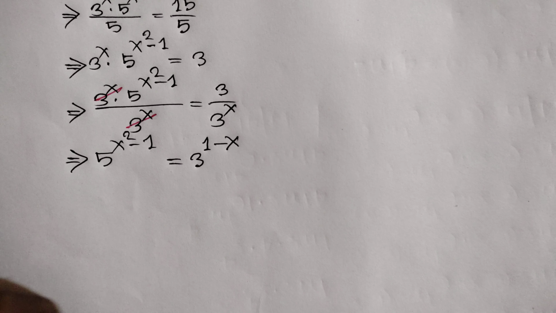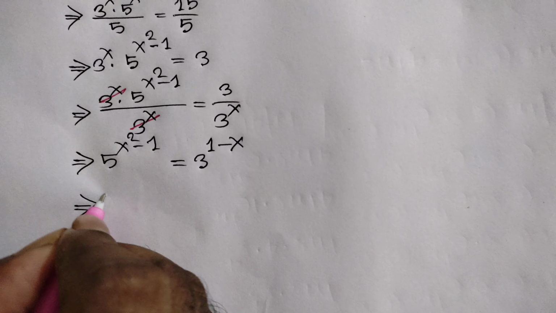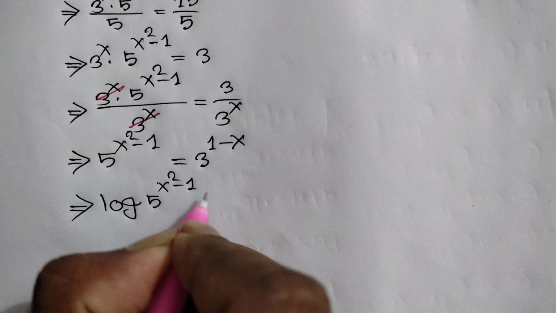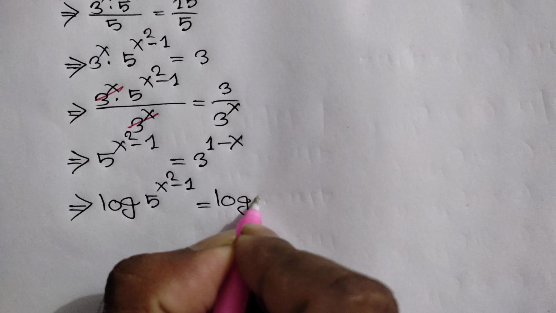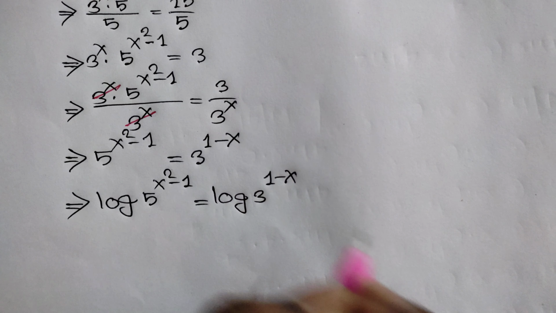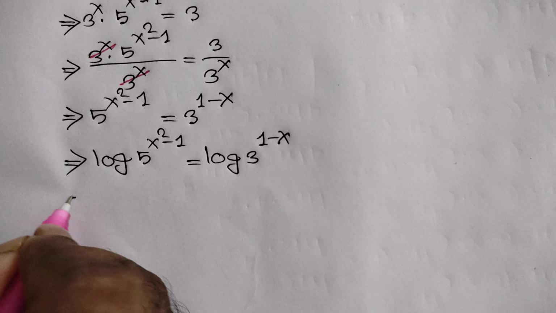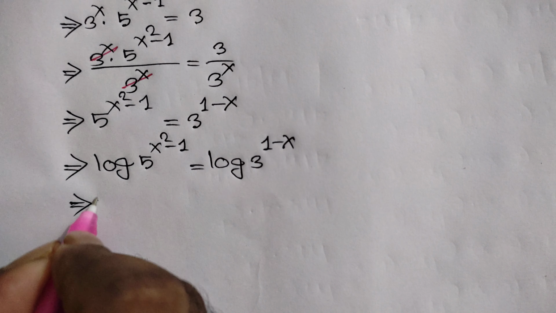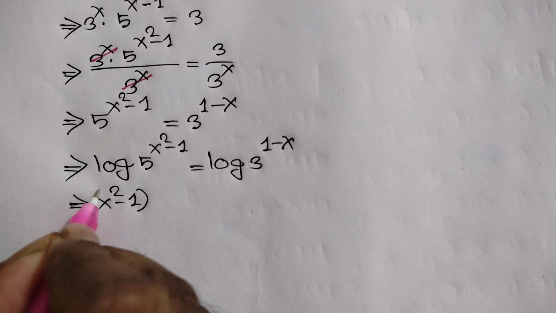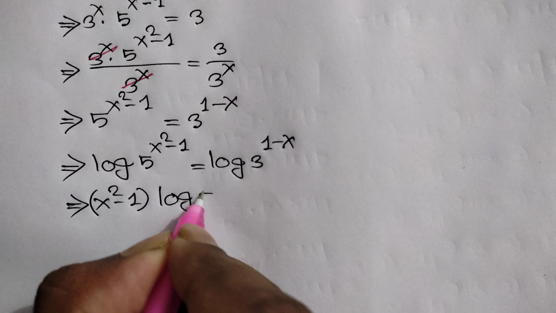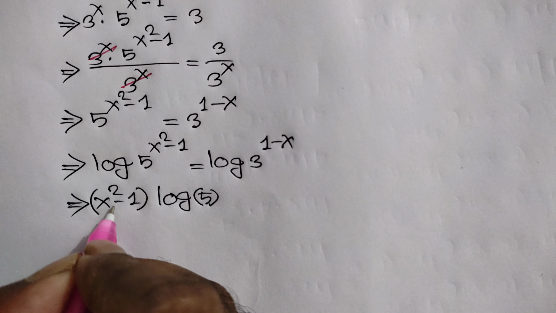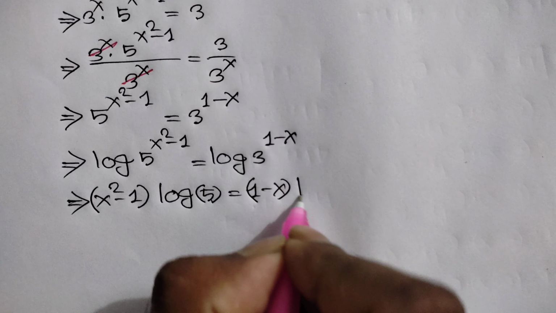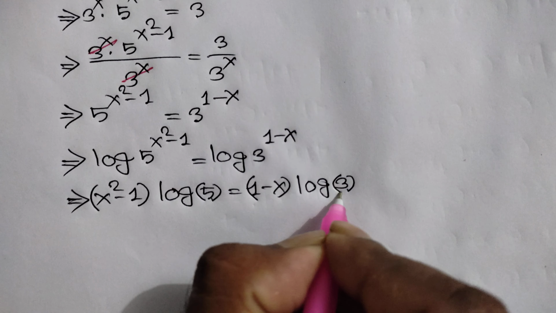Now taking log on both sides, we can write log of 5 to the power x square minus 1 is equal to log of 3 to the power 1 minus x. We know a logarithm formula, so we can write x square minus 1 times log of 5, the power moves in front. Similarly here we can write 1 minus x times log of 3.